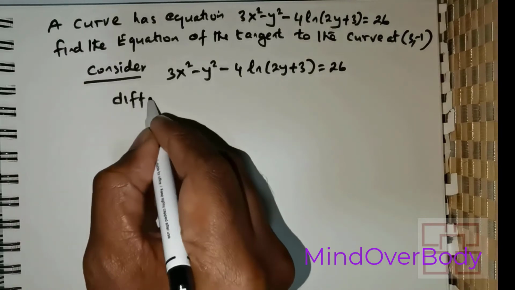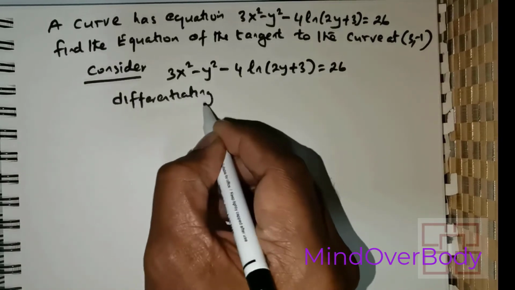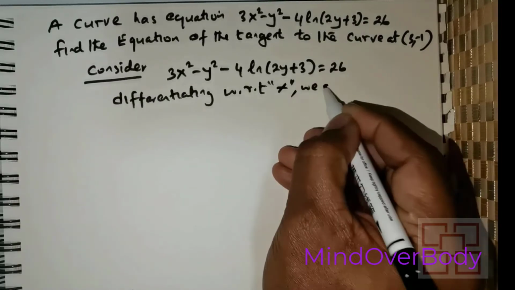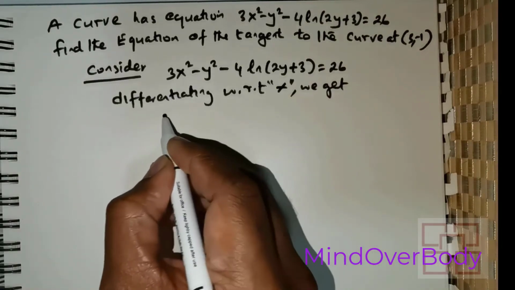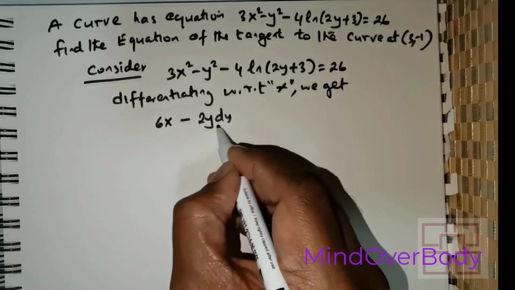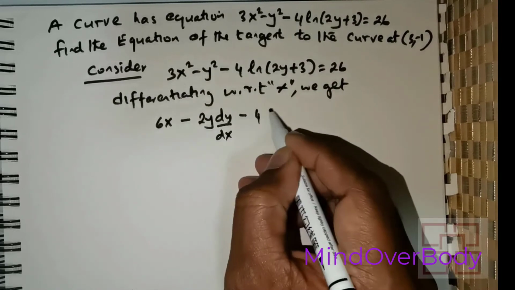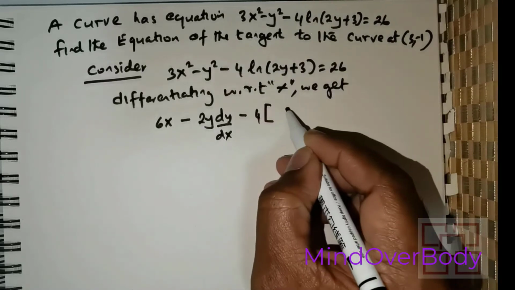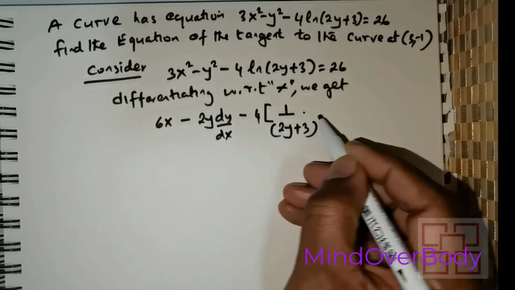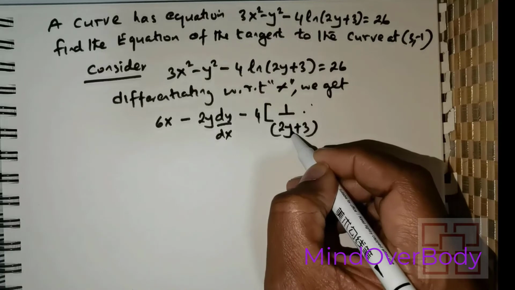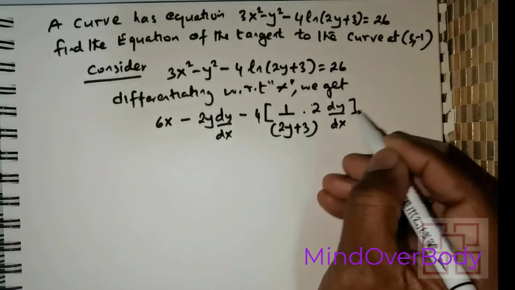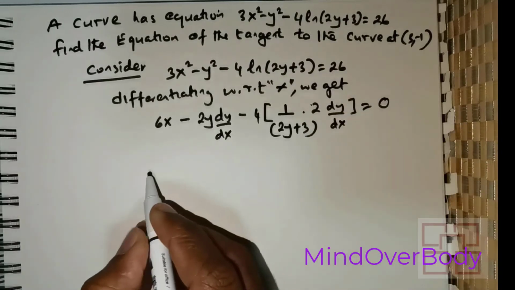Now we will differentiate. Differentiating with respect to x, we get: differential of 3x squared would give me 6x, negative differential of y squared is going to be 2 times y, dy over dx. Negative 4 is a constant, it's taken out. You differentiate ln of 2y positive 3, that's going to be 1 over 2y positive 3 times, 2 is a constant, and you have to differentiate this y, so that's going to be 2 times dy over dx, is equal to differential of 26, which would give you 0.